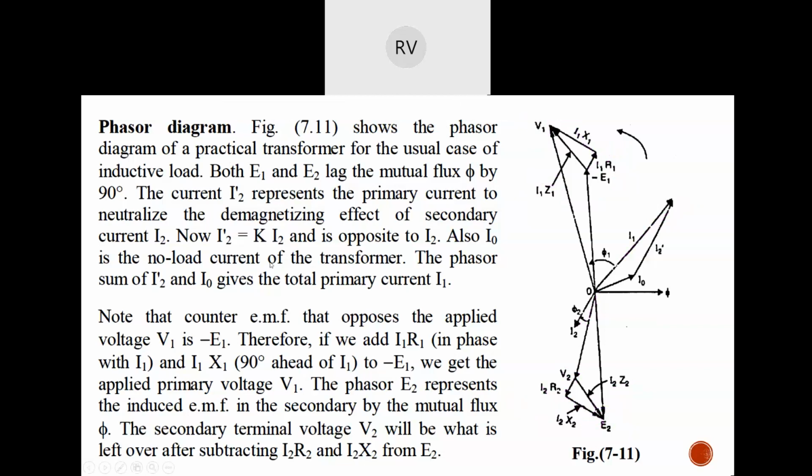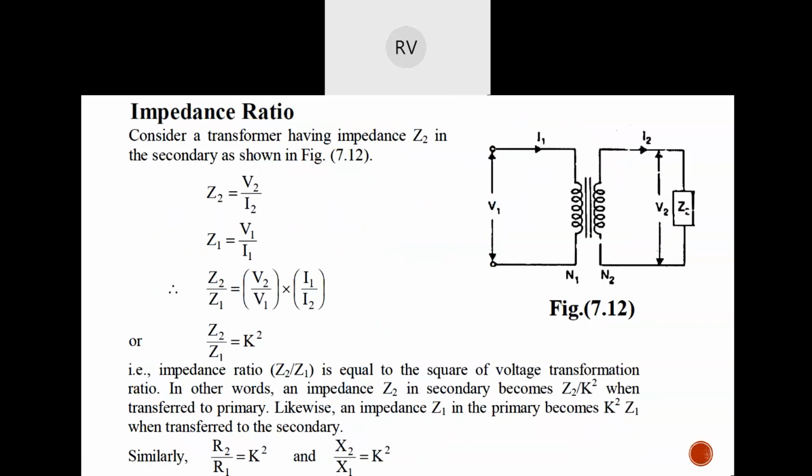Next the topic is impedance ratio. So we have seen transformation ratio, and after the transformation ratio, we are going to see the impedance ratio. Similar to the transformation ratio, we will have this impedance ratio. Here you have to assume that we have an impedance of Z2 in the secondary winding and Z1 as the impedance of the primary winding.